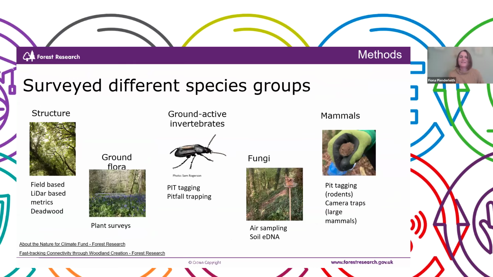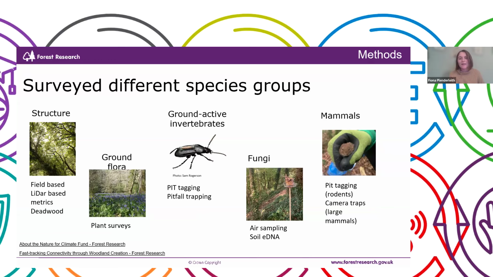Next slide, please. And as I've already mentioned, lots of different species move in different ways. So we collected data across different groups to try and unpick that complexity in different species responding. So we've collected data on ground flora, so that rich ancient woodland flora that we think of, like bluebells and wild garlic and species such as that, ground active invertebrates. We collected data on the fungi movement, and also we looked at some of our mammals.